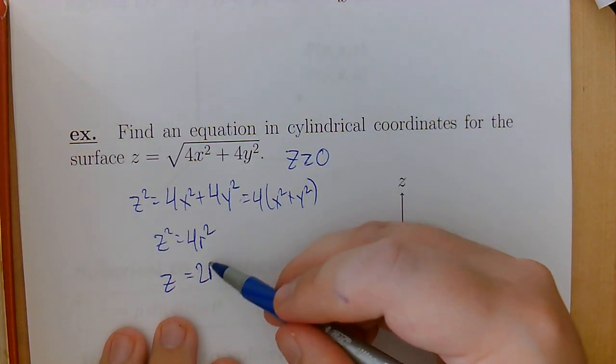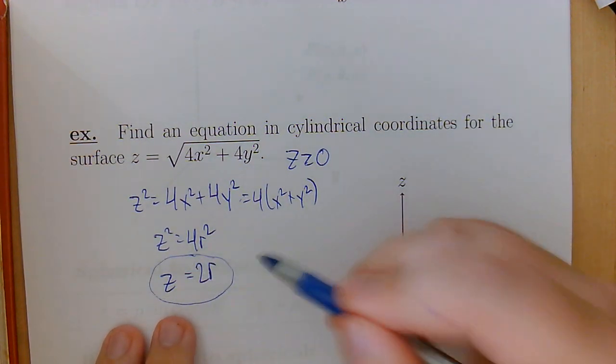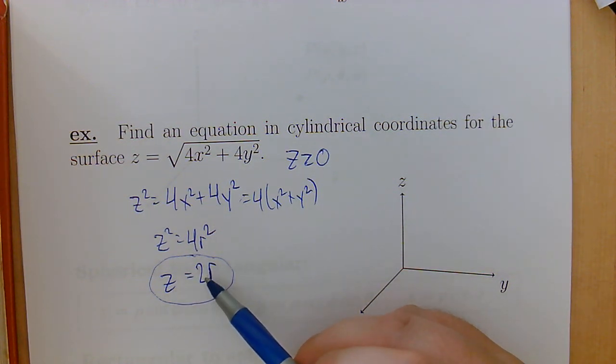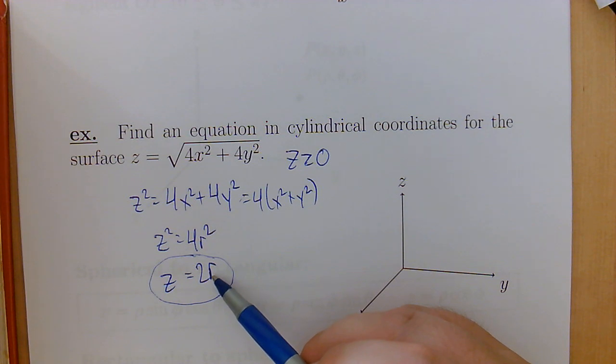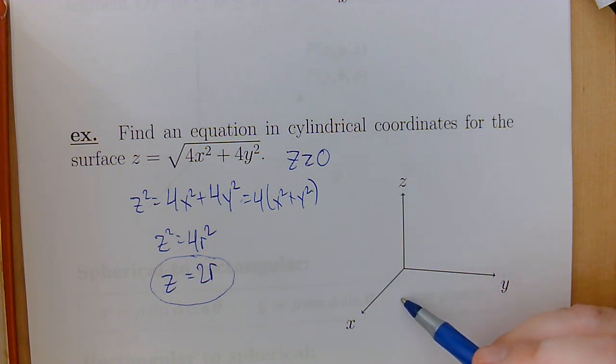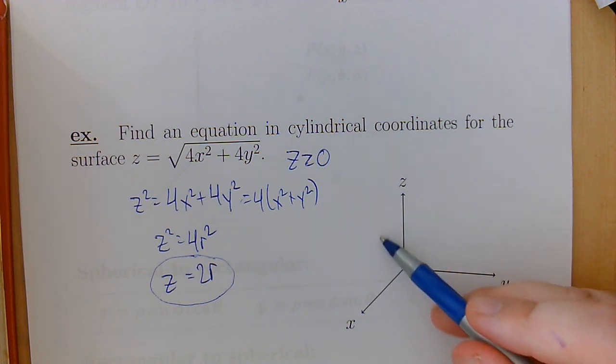So what is this saying here? What does the equation z equals 2 times r mean? Well, this means that our height is going to be twice as far as our point is in the xy plane from the origin. So that means that the further we go in the xy plane, we're going to end up being twice as high.